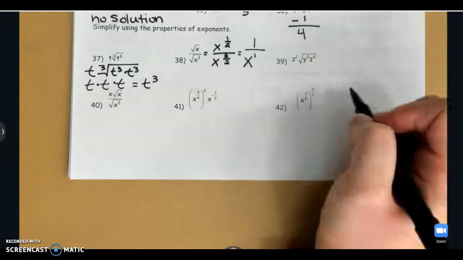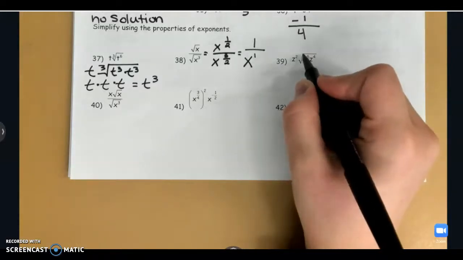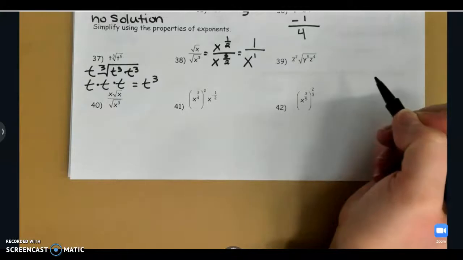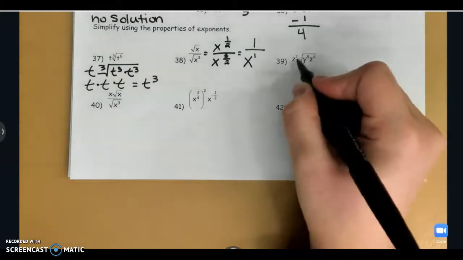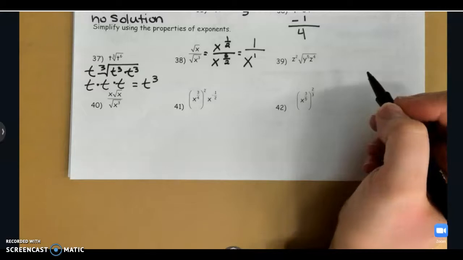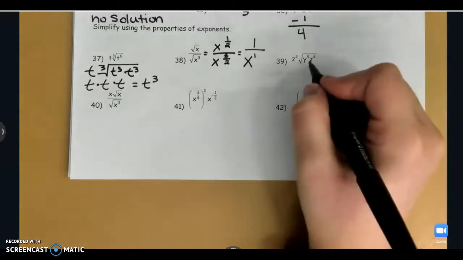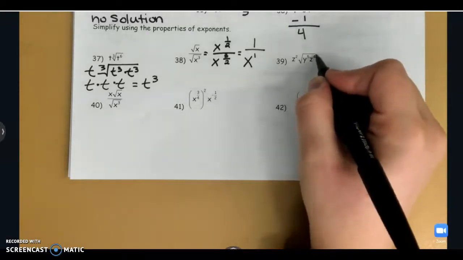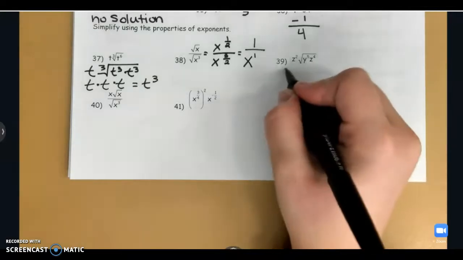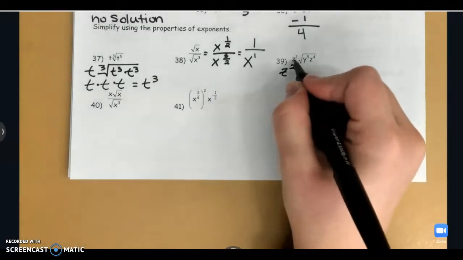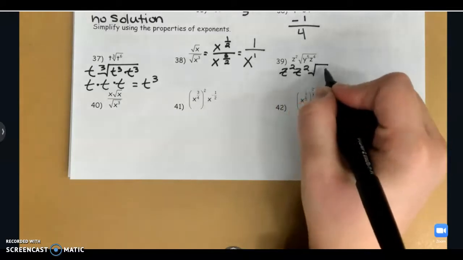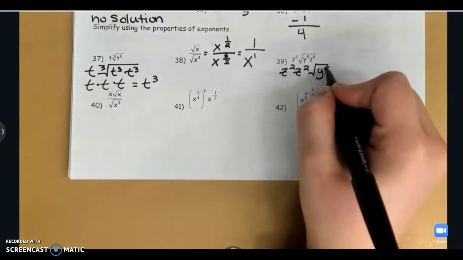39, z squared is on the outside, and I'm looking for the square root of y to the 5th times z to the 4th. Now, part of this is pretty easy because we're taking the square root, so our index is 2. 5 is not evenly divisible by 2, but 4 is. So we know that 4 divided by 2 is 2, so that's going to be that z squared on the outside, and this is going to give us also z squared. So that leaves us with y to the 5th on the inside.